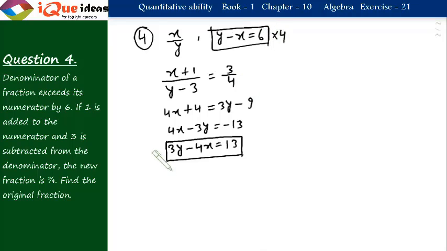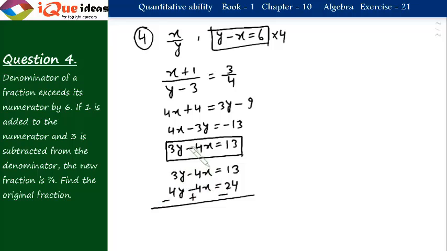Now let's do one thing. Multiply the first equation by 4. So we have 3y minus 4x equal to 13 as one equation, and the second equation will give us 4y minus 4x equal to 24. You simply subtract these two equations. So it will be minus 4y plus 4x minus 24. 4x and 4x will be cancelled. 3y minus 4y will be minus y equal to 13 minus 24, that is minus 11. So y is equal to 11.